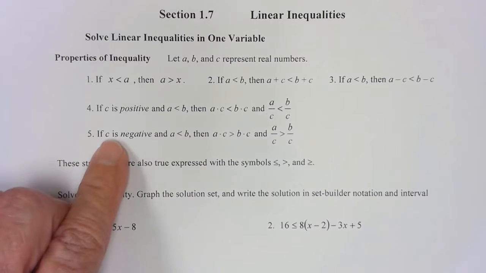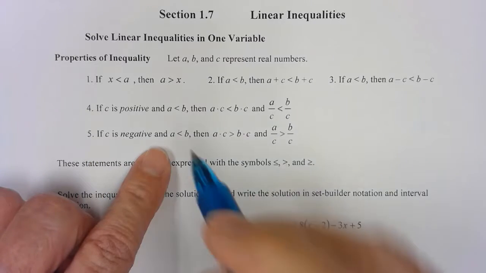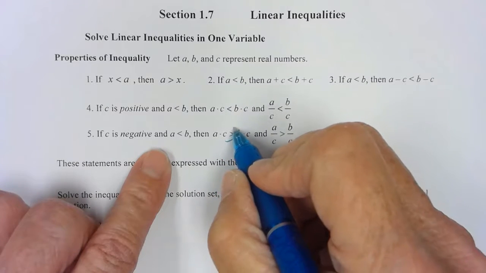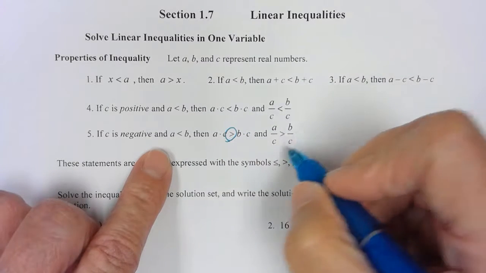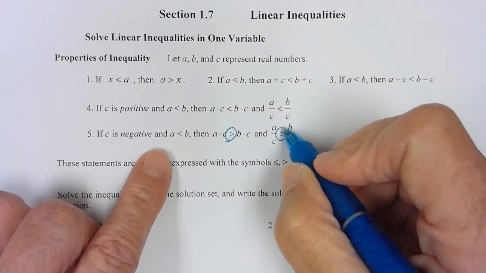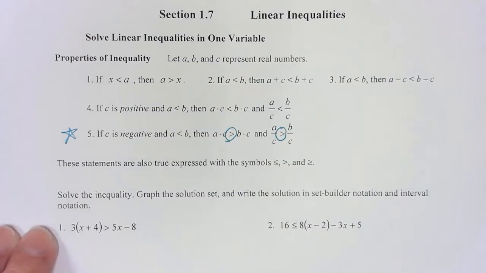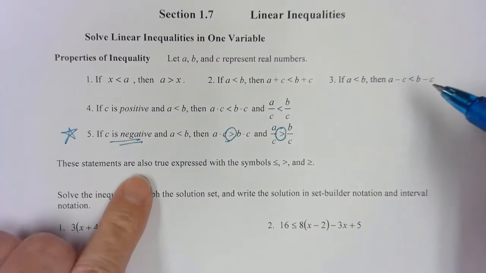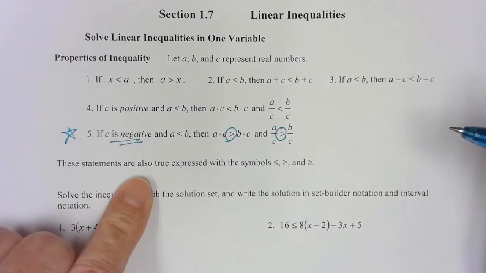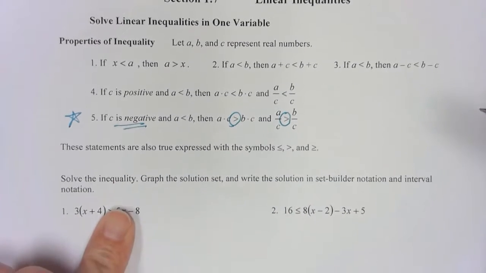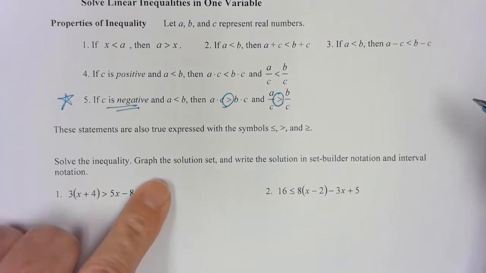But if c is negative, check this out, and a is less than b, if you multiply both sides by a negative, the inequality symbol reverses. Or if you divide both sides by a negative, the inequality reverses from what it was originally. So when you multiply or divide by a negative, the inequality symbol will reverse. Now these statements are also true expressed with symbols less than or equal to, greater than, and greater than or equal to.